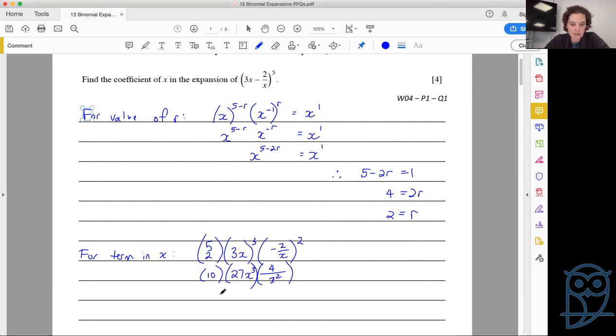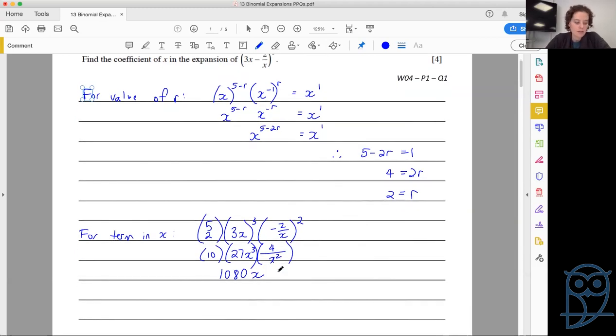That gives us 1080x. But that question didn't ask us for the x term. They asked us for the coefficient of the x term. So our final answer, therefore, coefficient of x equals 1080.